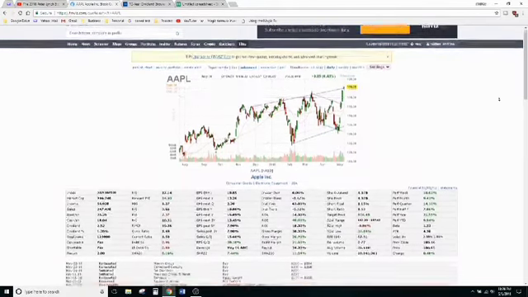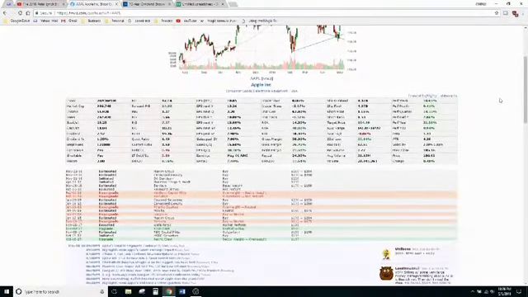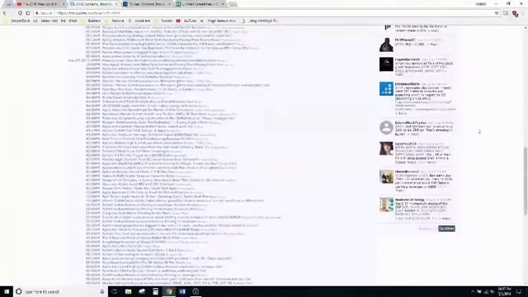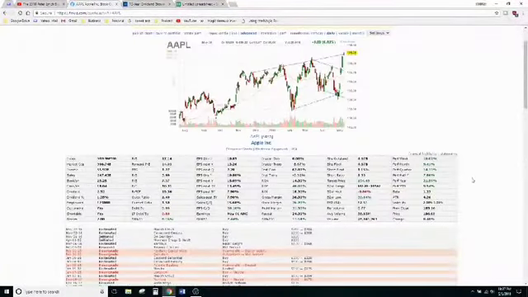And the news always loves to make excuses, and they love to make narratives for why a stock moves, and sometimes it just moves because it moved. So take that with a grain of salt, but that's another feature that's available.